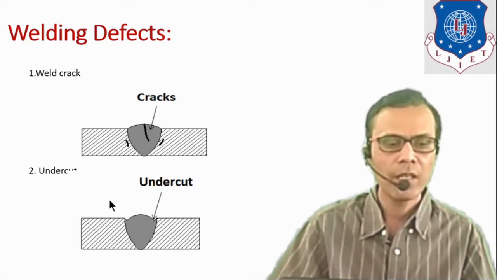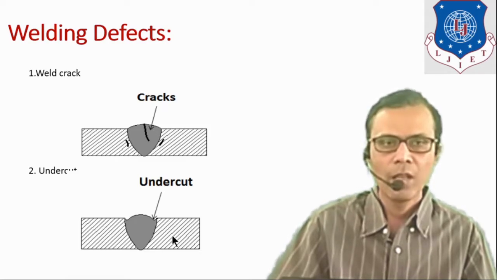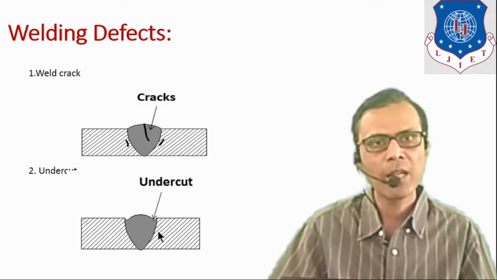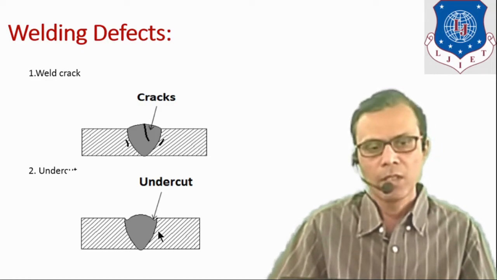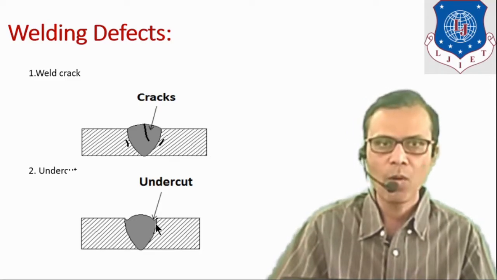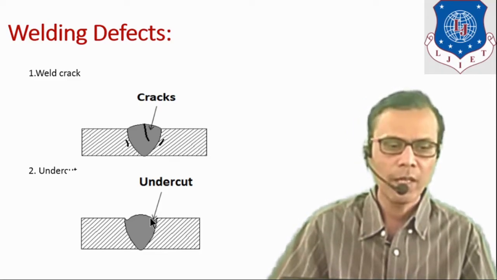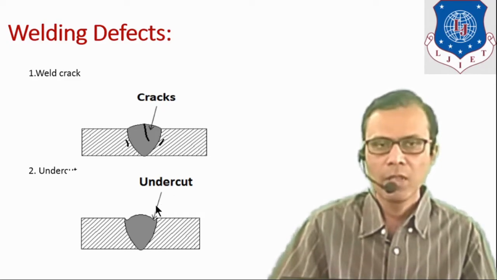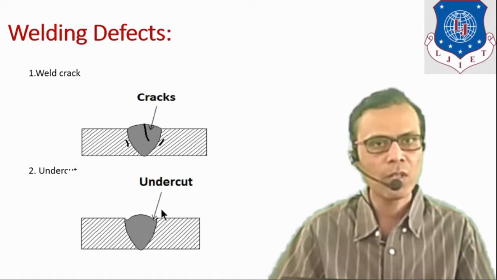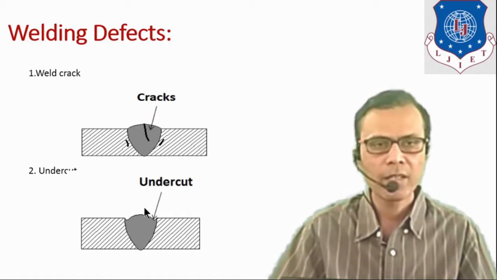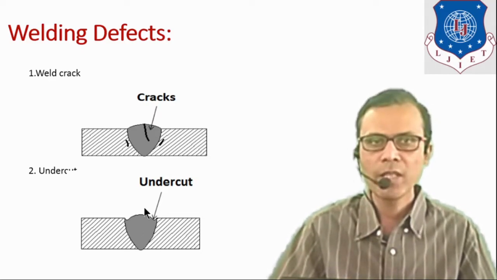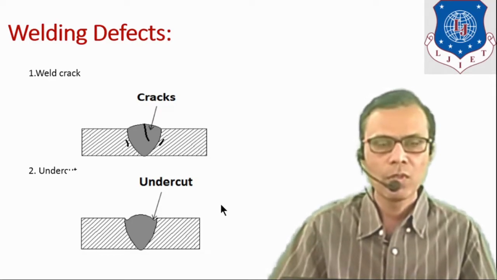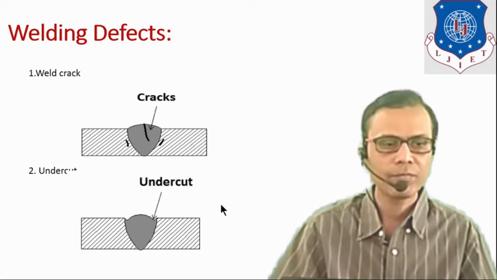Next defect is known as the undercut. In this type of defect, the base metal gets melted away from the welding zone and it forms a notch-like groove as shown here. So it is known as the undercut. If selection of electrode is not done properly, then it may result in undercut. If voltage is much higher than necessary, then also it may result in undercut.